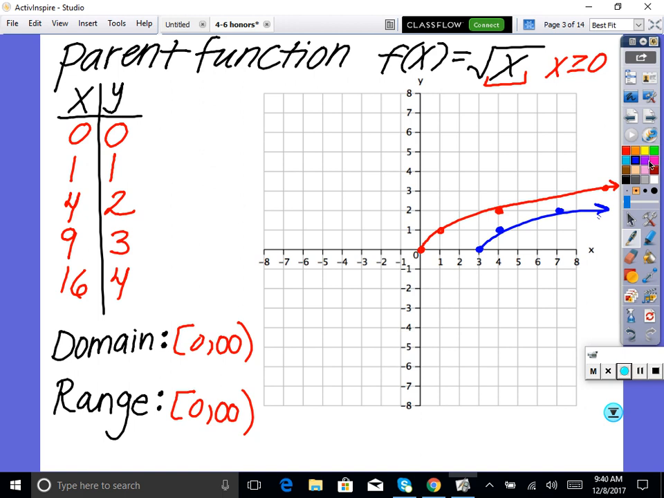If I put a negative 1 in front of root x, that would take and reflect it over the x-axis. So that point would come down here. This point would come down here. This point, you guys get the picture here.